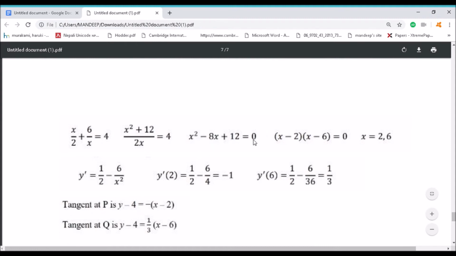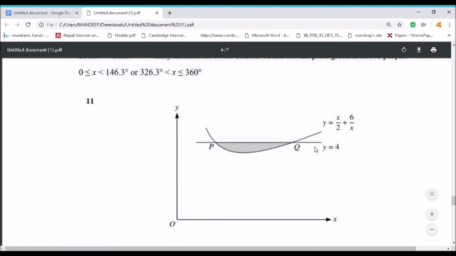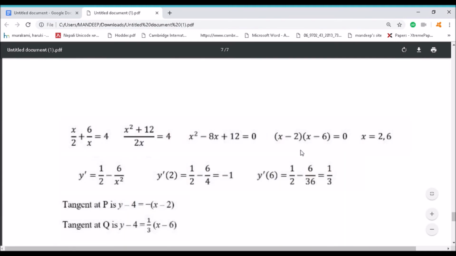We'll have a quadratic equation, so we just solve the quadratic equation, which is going to be x squared minus 8x plus 12. So it's going to be (x minus 2)(x minus 6) equals 0, so x equals 2 or x equals 6. So this is 2, this is 6.